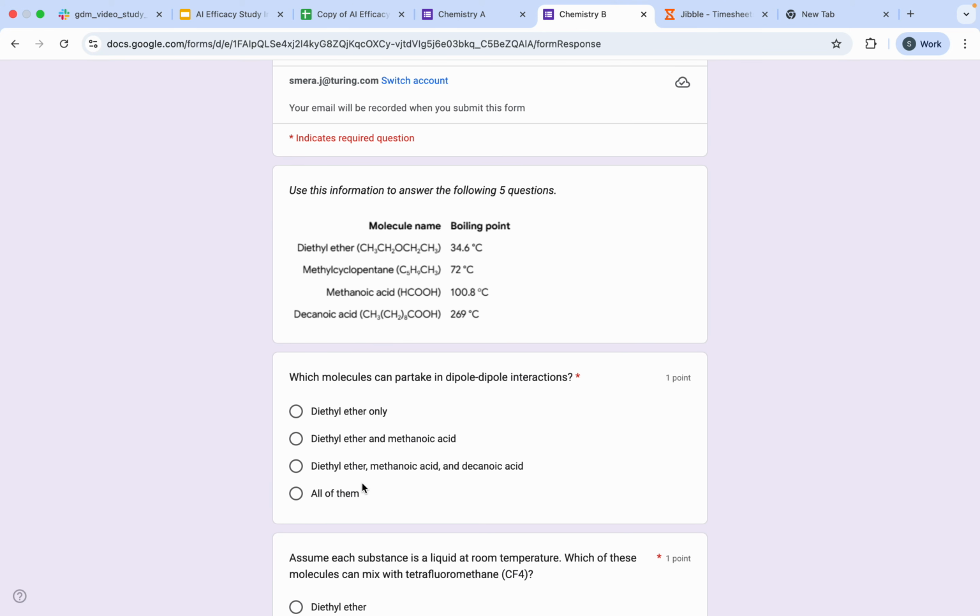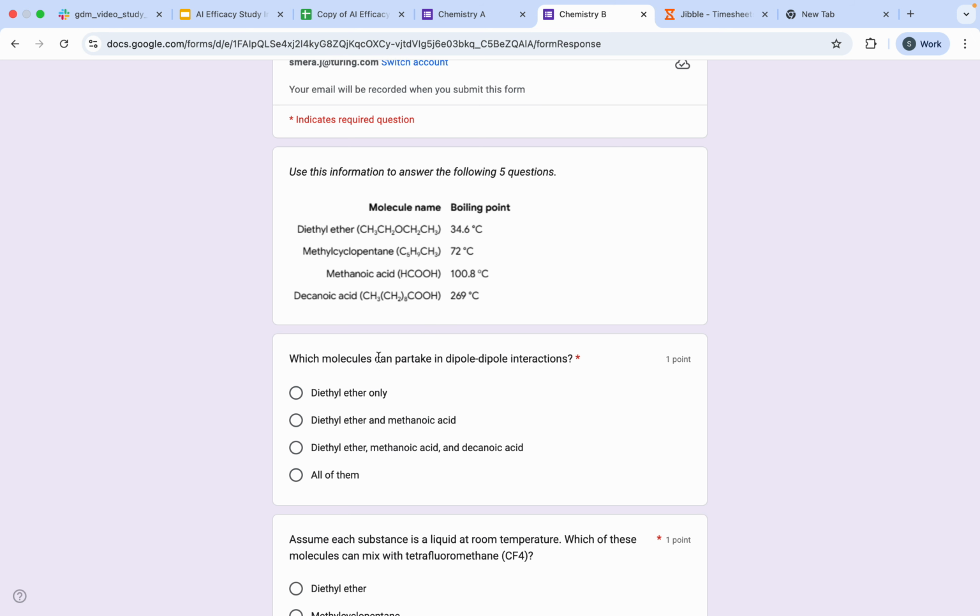Use this information to answer the following 5 questions. So here the molecule name and boiling point are given. Diethyl ether 34.6 degrees Celsius, methyl cyclopentane 72 degrees Celsius, methanoic acid 100.8 degrees Celsius, decanoic acid 269 degrees Celsius.